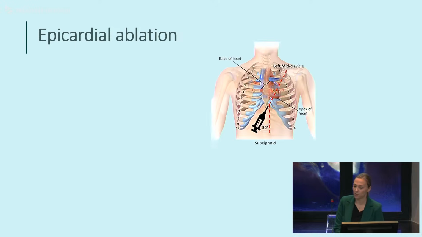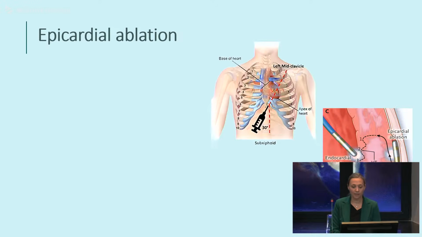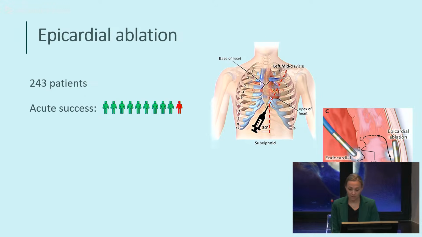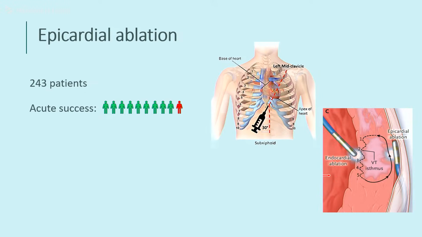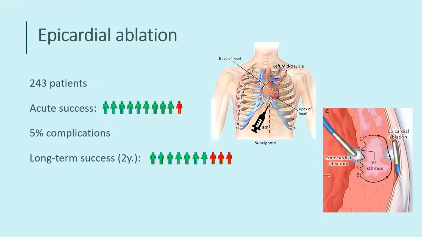In some patients, the arrhythmia originated from the outer surface of the heart. In these cases, we needed to go not through the veins, but rather through the sternum. And this makes the ablations much more technically challenging. And we analyzed this cohort of epicardial ablations in over 240 patients. They were successful in the vast majority of the patients. 9 out of 10 were not inducible at the end of the procedures, with a 5% complications rate, which is relatively low for this kind of special ablation. Here, too, the long-term success was about 70%.